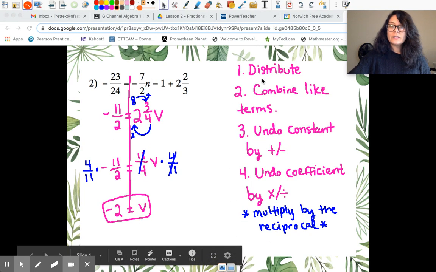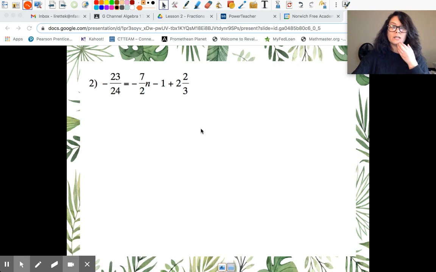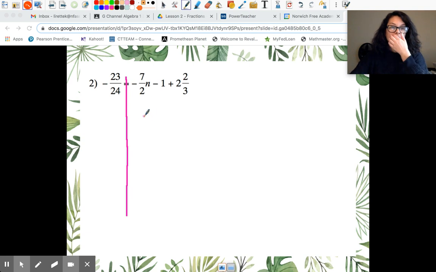Okay, so let's take a look at this one. Go ahead and take a moment to copy it in your notes, and notice that in this one we've got more terms and we've got a mixed number here. So we got to really take our time and be careful here. Okay, so I'm just going to draw my line down my equal sign just like last time. And again, the first thing that we want to look for is, do we have parentheses? If we do, we need to distribute first. I don't see any parentheses anywhere, so I can skip that step.